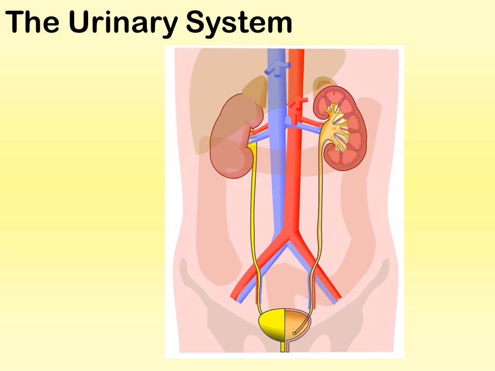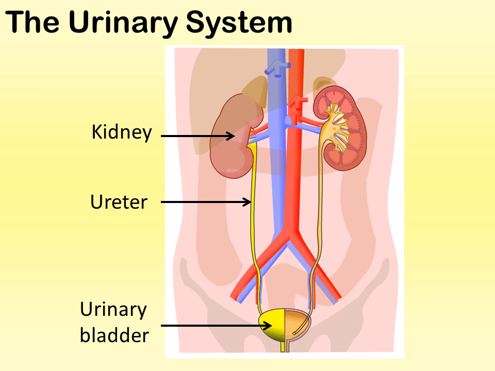The urinary system consists of the kidneys, which produce the urine that is carried away by the ureters. The ureters carry that urine to the urinary bladder for storage until it's time to be released through the urethra.